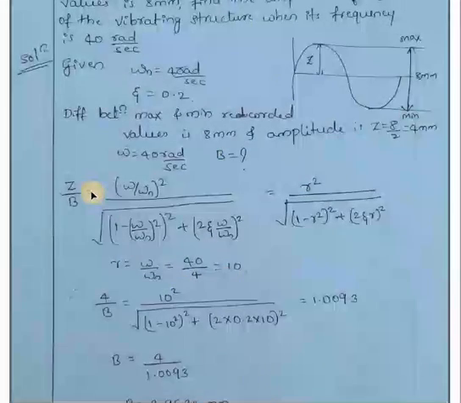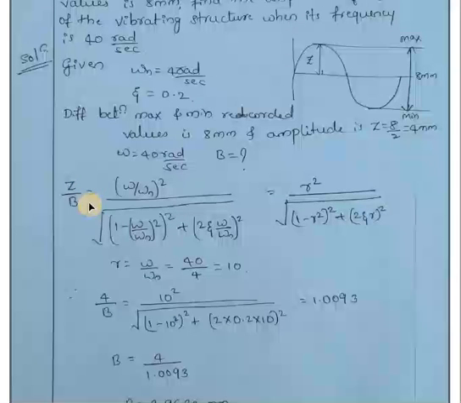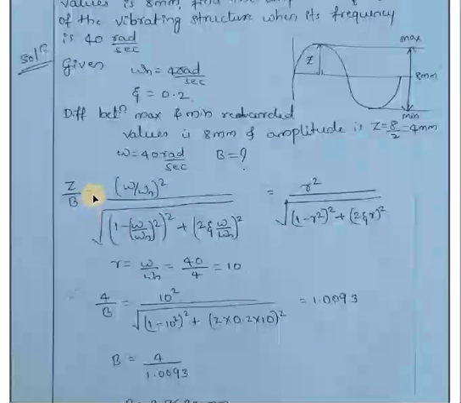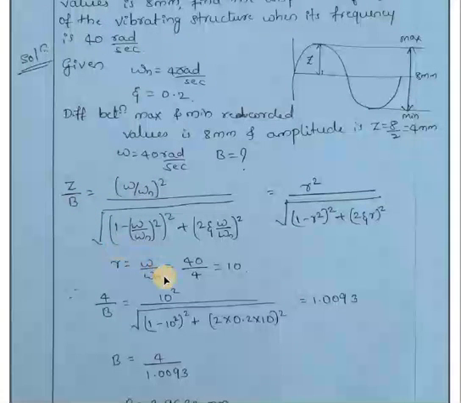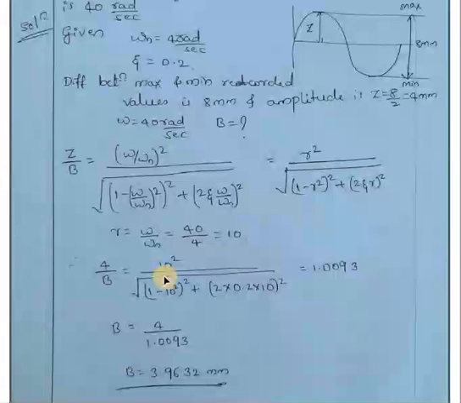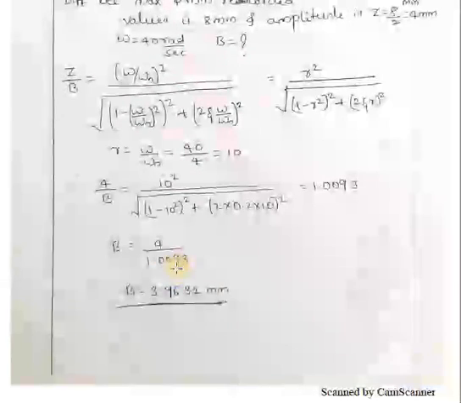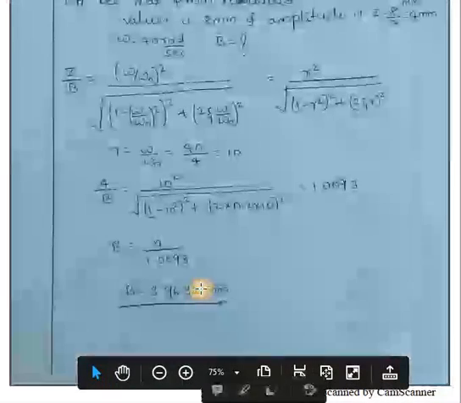For that you can use the Z by B equation. Here you cannot ignore the 2 zeta term because he has given the zeta value. R can be calculated from omega and omega n. You know omega, omega n is known, so R will be 10. So substitute in this equation. In this entire equation, the only unknown is B. So from that you will get the value of B as 3.9632 mm.